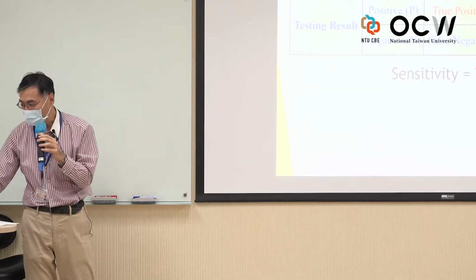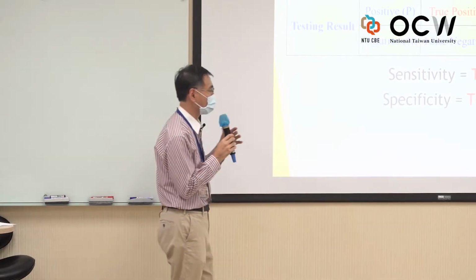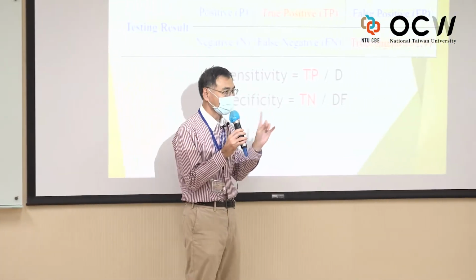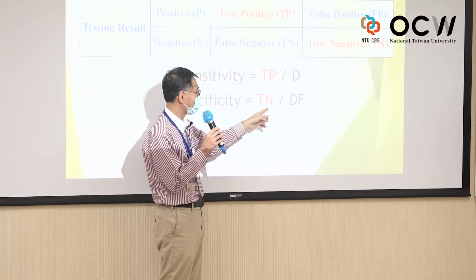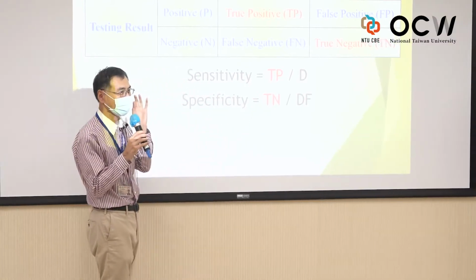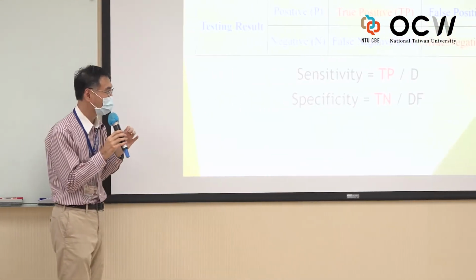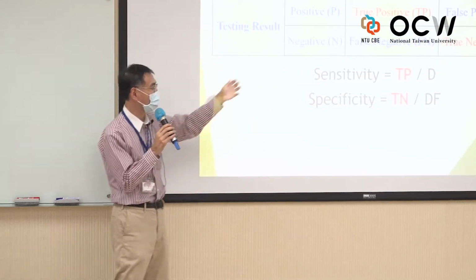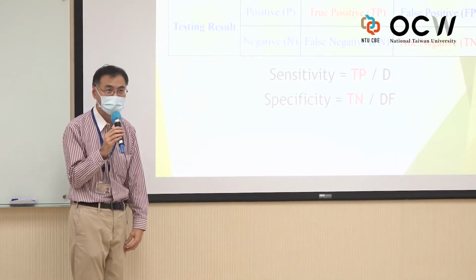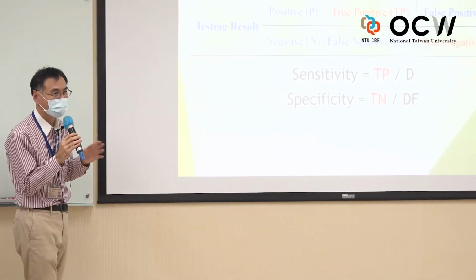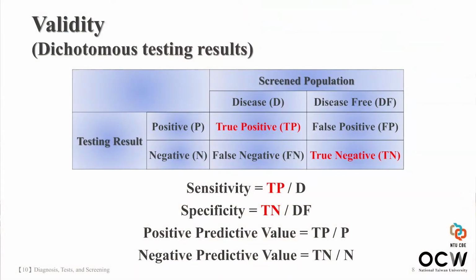Okay, and the other indicator is specificity. It's about the group of people without the disease. So for the ones without the disease, the percentage of them who tested negative, which is also a correct result, right? So the perfect tool should be 100% for sensitivity and also 100% for specificity. Okay, so this is straightforward enough. These are the two major indicators of validity for dichotomous testing results.